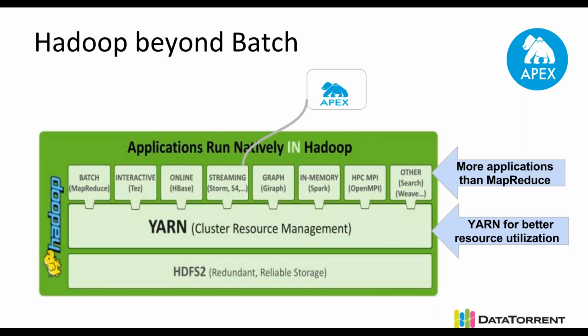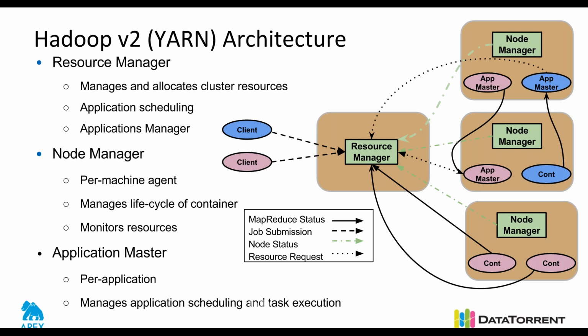So this flexibility provided by YARN has helped us do a lot more than just MapReduce on top of Hadoop. As you can see, we can do many different kinds of programming using YARN. Beyond MapReduce, we can do graph programming and in-memory computing. You can write your search algorithms. You can write your streaming platforms or applications using YARN. And Apache Apex is one of the streaming apps.